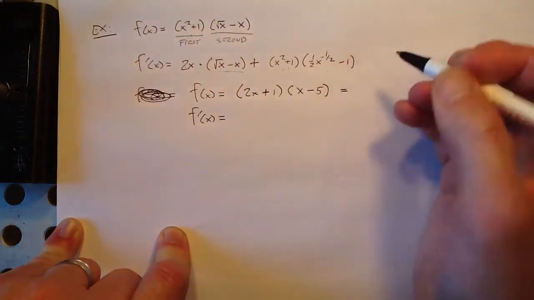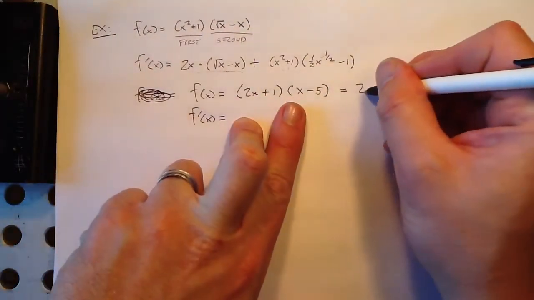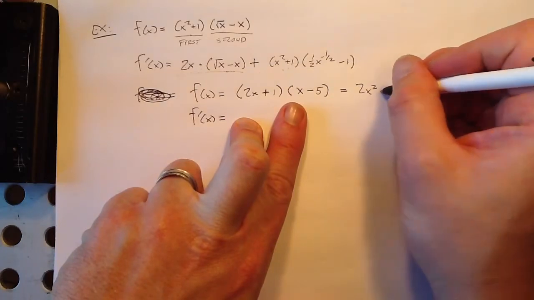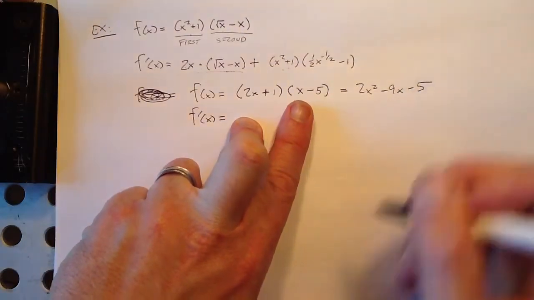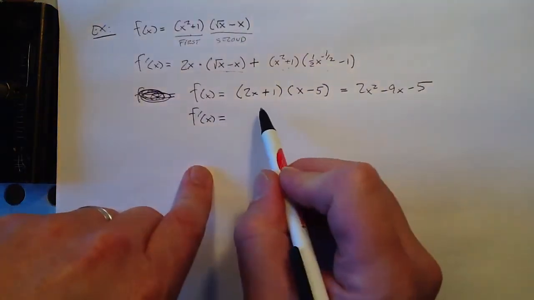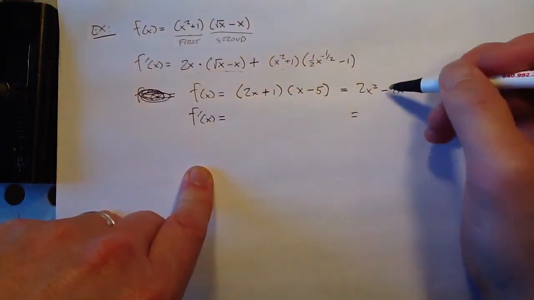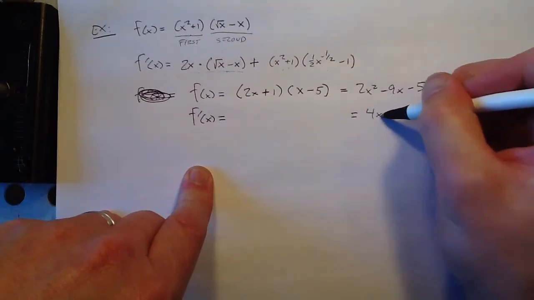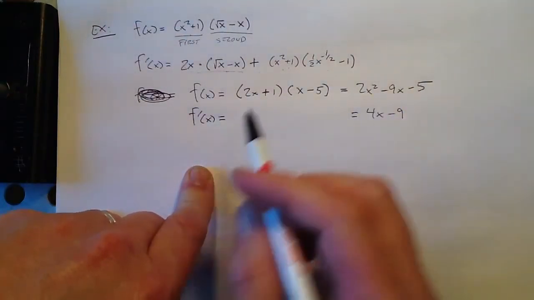So here, notice that if I did FOIL this out, it would be what? 2x squared minus 9x minus 5, right? But I'm going to try taking the derivative, and then of course you could just take the derivative of this. It should just be, what, 4x minus 9. But let's try doing it using the product rule and see if we get the same thing.